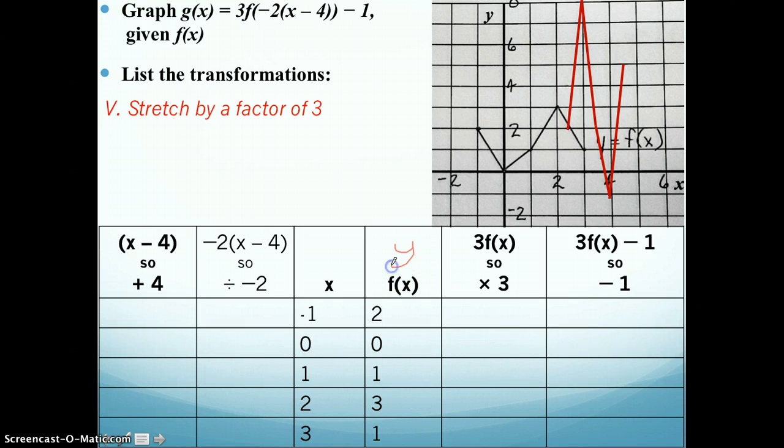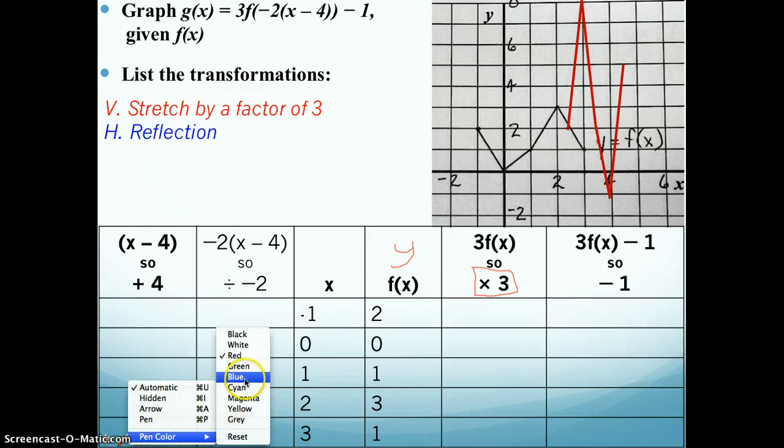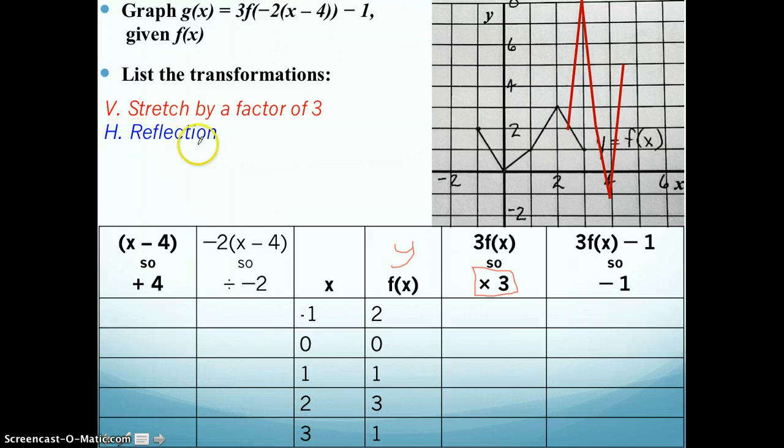So these are our y values, anything vertical. Since it's a stretch, that means that we're going to multiply all of our y values by 3. Now the next thing in the list would be this negative 2, and that's a k value. So that means that it's something that's horizontal. Because it's negative, that makes it a reflection.